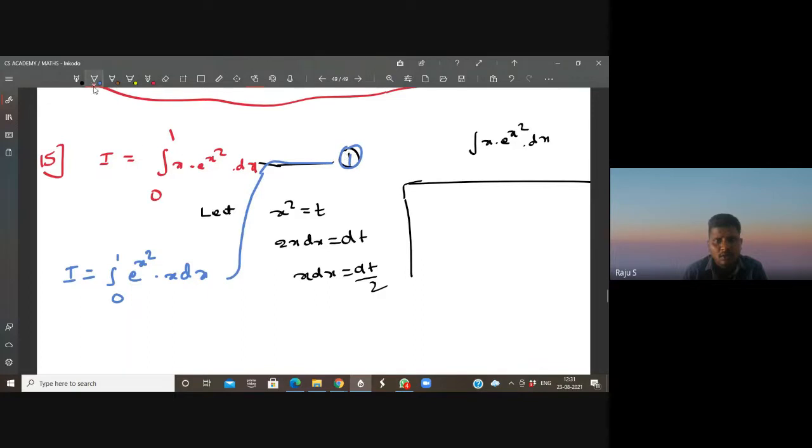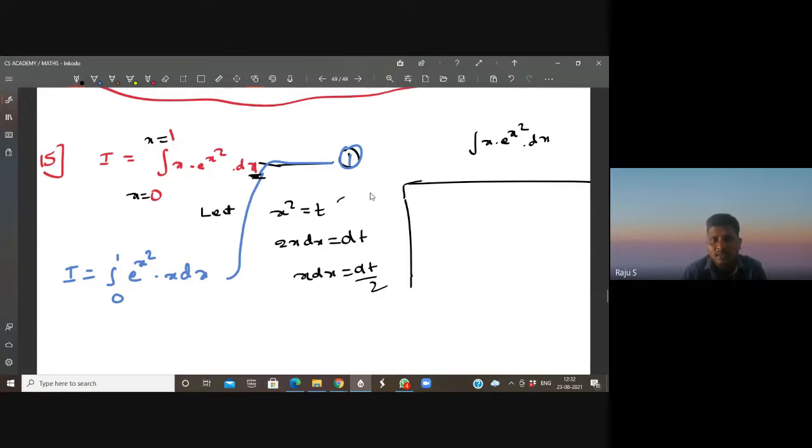So fine students. Whenever you apply the substitution method, many students forget to change their limits. What about these limits 0 to 1? Are these x limits or t limits? These are the x limits. So dx is there, x is equal to 0 to x is equal to 1. If dt is there, t is equal to 0 to t is equal to 1. If dz is there, z is equal to 0 to z is equal to 1.